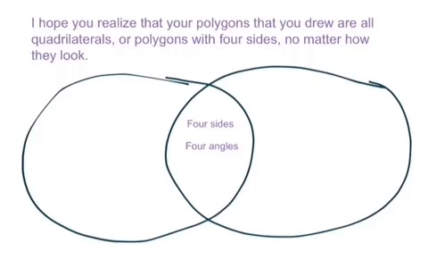Okay, so because I don't know which ones you drew, I'm giving you some pretty big basics. I hope that you know that your polygons would all be quadrilaterals, or polygons with 4 sides, because that's what I was asking you to do, no matter how they look. So the things that they would have in common, no matter how they look, is that they would have 4 sides and 4 angles. Beyond that, I'm not sure what you had in here or what you had in here, but we can maybe talk about that in class.